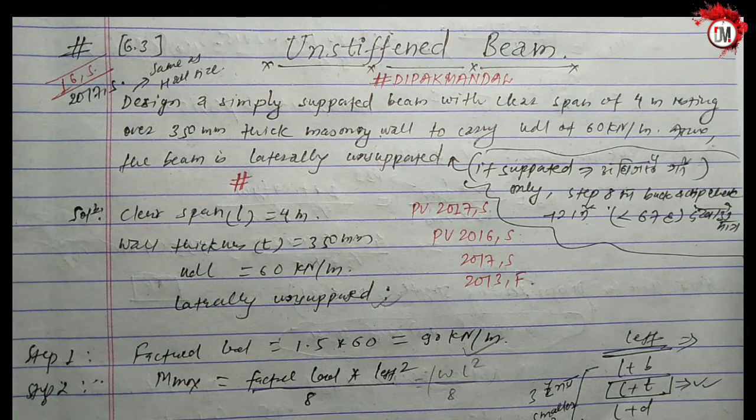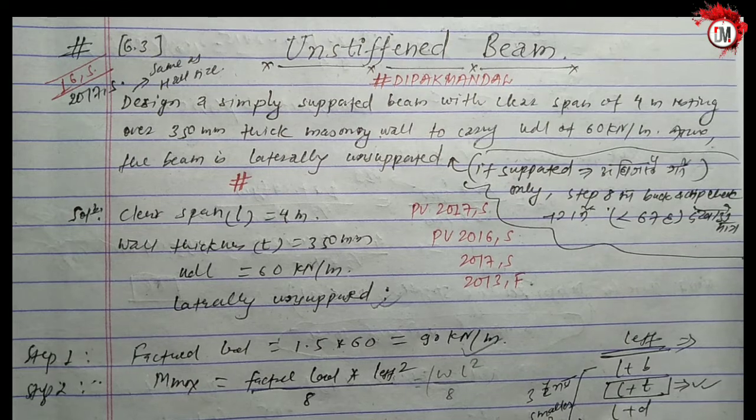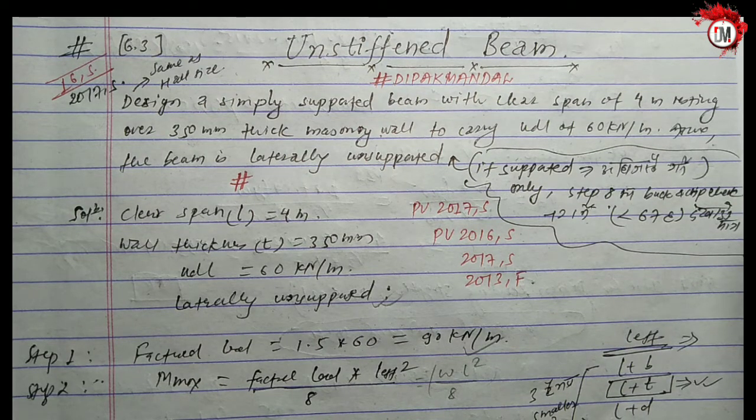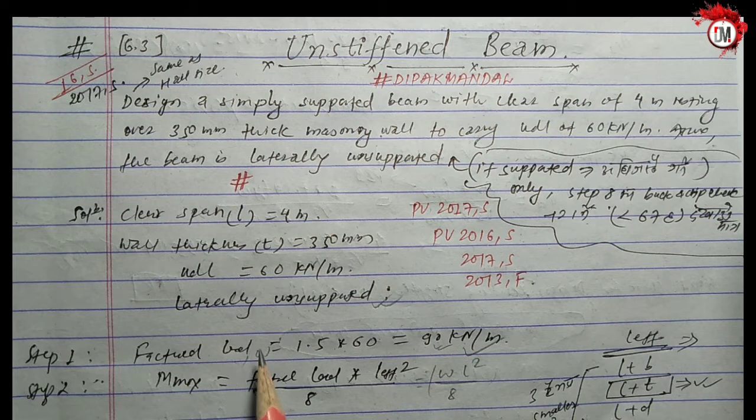The formula for maximum shear force will be factored load into L effective by 2. So here we have the maximum factored load W as 90, and L effective we already calculated as 4.35. W into L by 2, after calculating this value, we will get V maximum equal to 195.75.